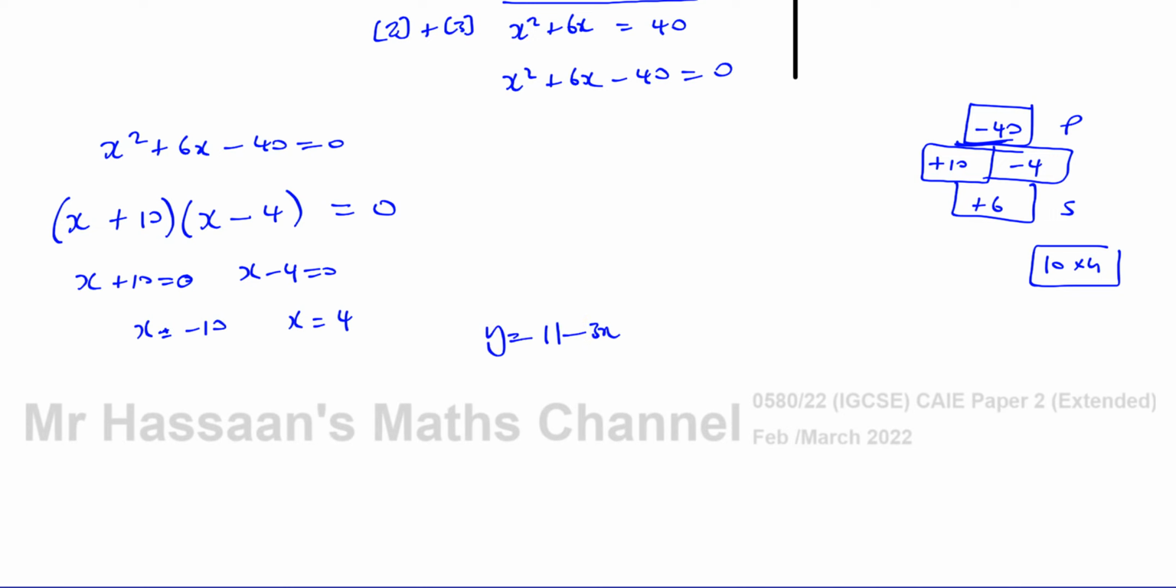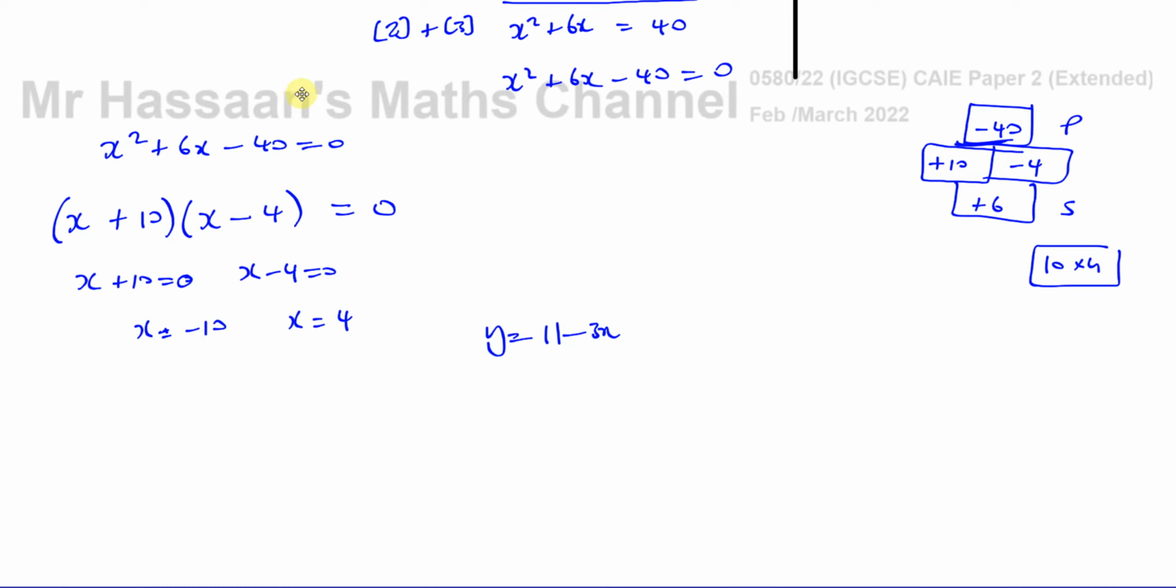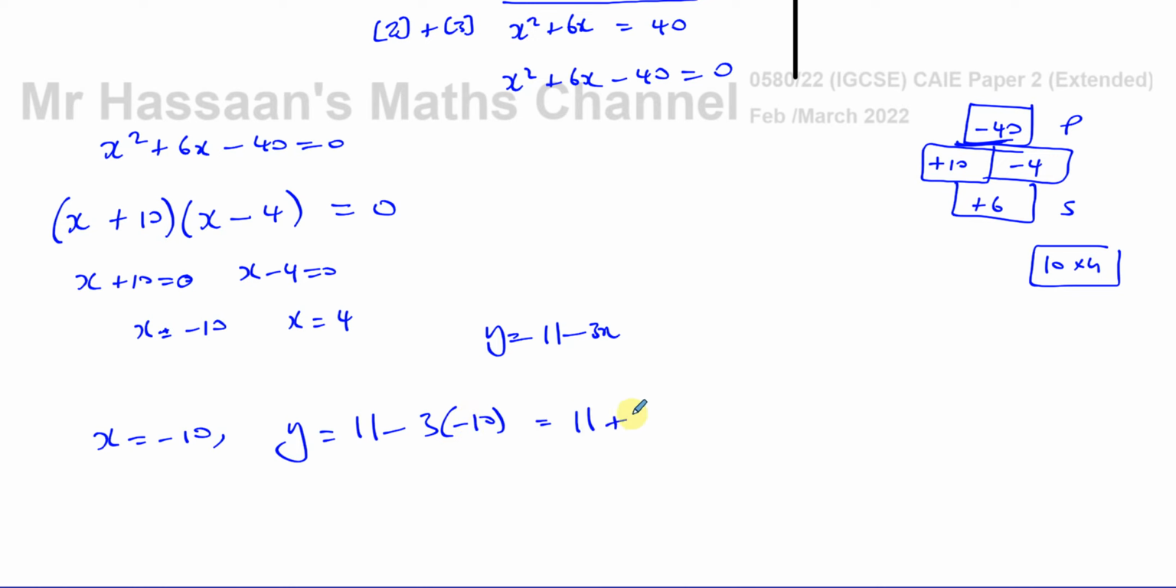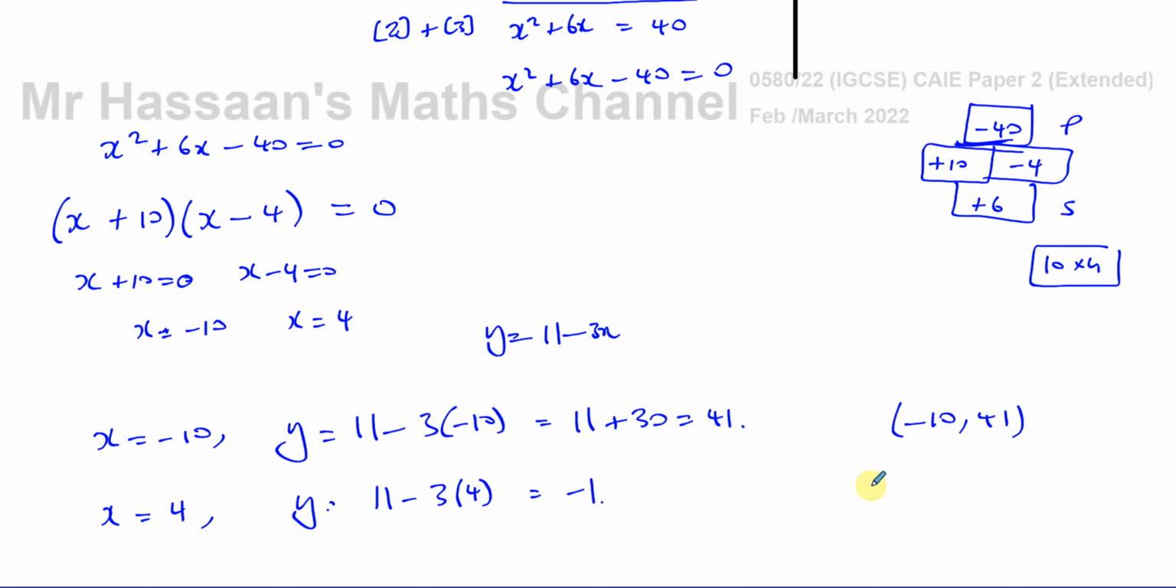So when x is equal to negative 10, then y is equal to 11 minus 3 times negative 10. That's 11 plus 30, which is 41. So we got negative 10 and 41 as one pair of solutions. And when x is equal to 4, y is equal to 11 minus 3 times 4, which is 11 minus 12, which is minus 1.